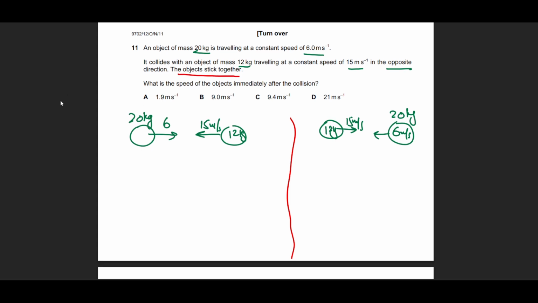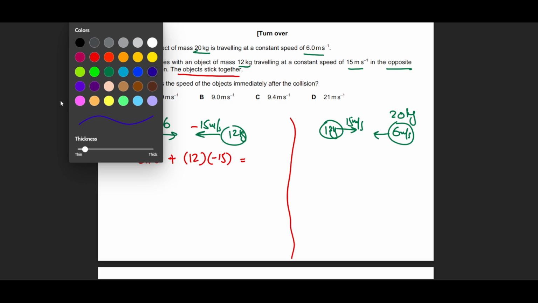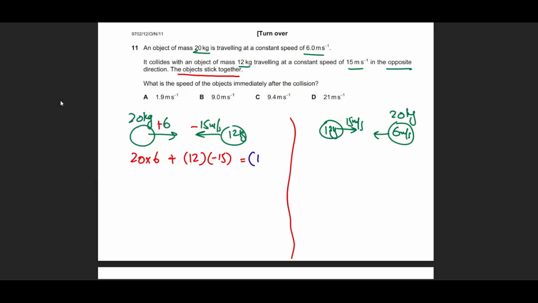So in this case, this becomes 20 multiplied by 6, positive 6, because it's towards the right side, plus 12 mass into minus 15, because this is moving towards the left side. Then this should be equal to, since both masses are going to stick together, they will be added together. So this will become 12 plus 20 into simply v, the velocity where they're going to go.